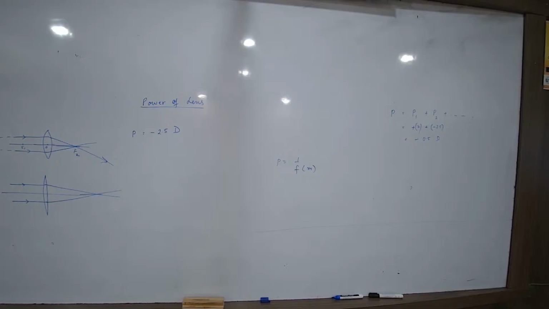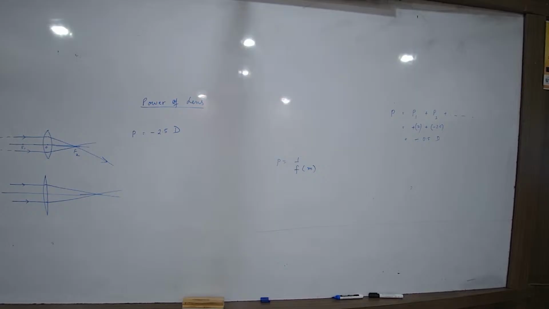Third question. Find the power of a concave lens of focal length 2 meters. You have to tell whether it is positive or negative. Concave lens, so it is going to be negative. Your focal length was 2, so obviously P is equal to 1/2, which is 0.5, and it is negative 0.5.